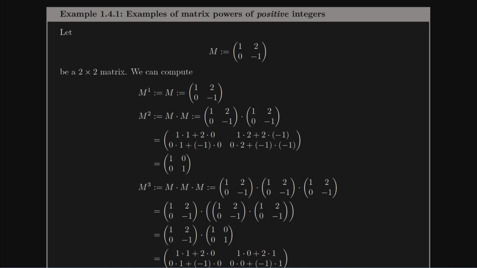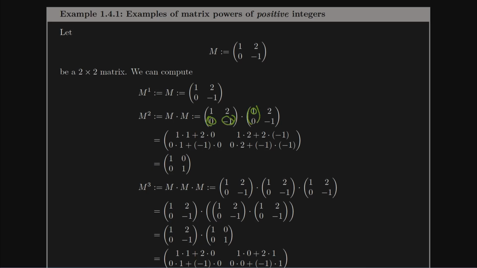I can also do the first entry in the first row by the first entry in the second column, the second entry in the first row by the second entry in the second column, so that my top right ends up becoming 0.